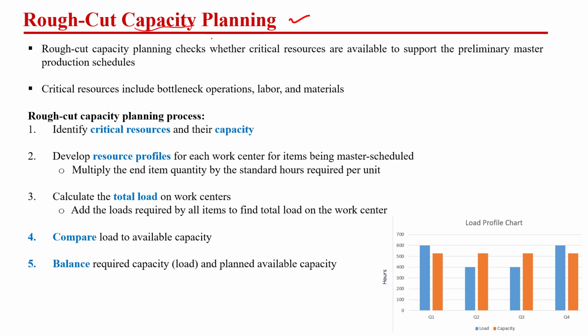So for that, what we are going to do is identify the critical resource. When we say the critical resource, that means we are talking about the bottleneck or the weakest operation in our entire production process. Okay, so in the first step we are going to identify the capacity of that critical resource. Based on that, we would be able to get the capacity of our production line, and then we are going to develop the resource profiles for every particular workstation, or you can say the machine.